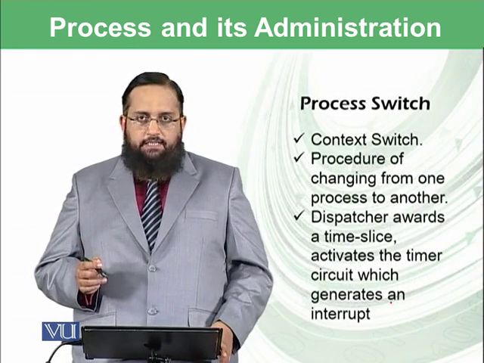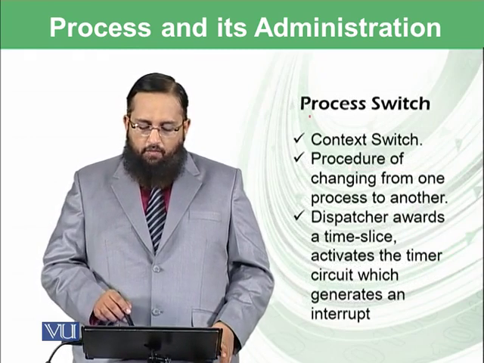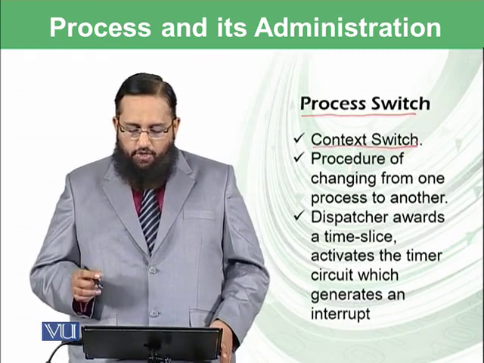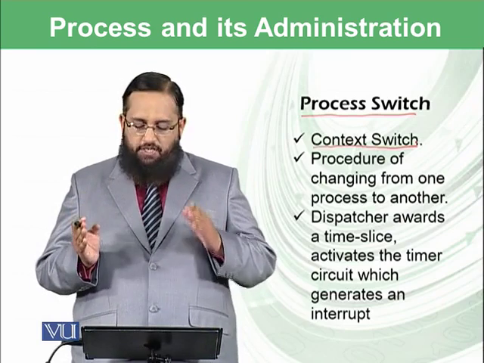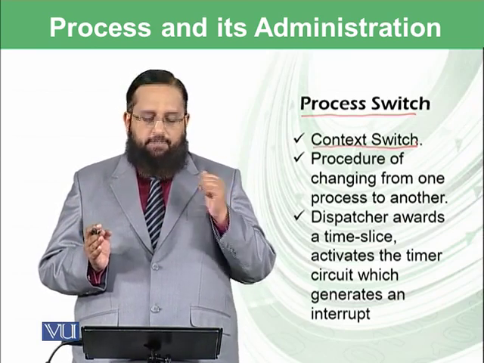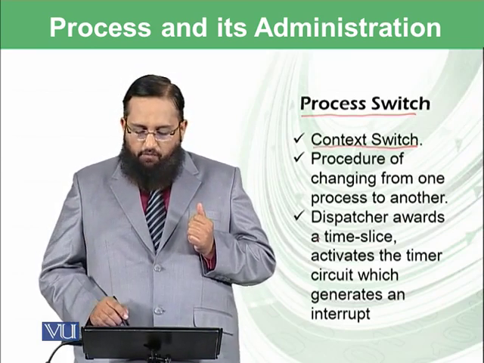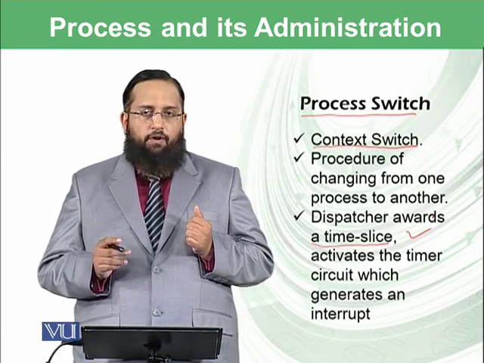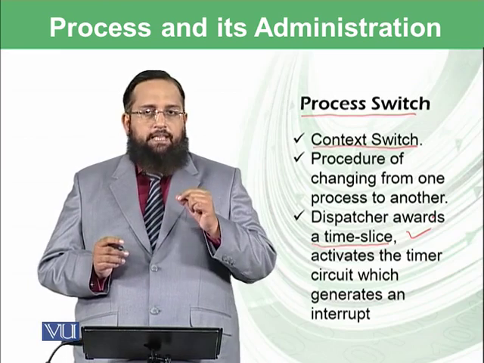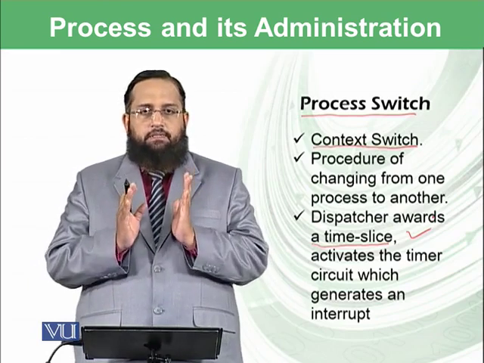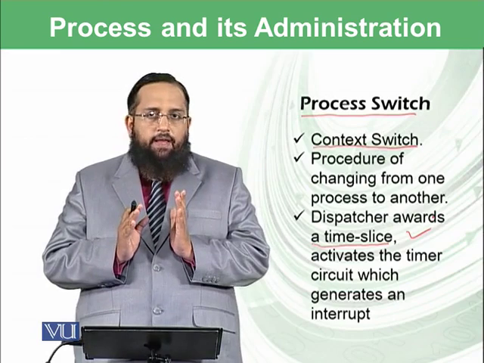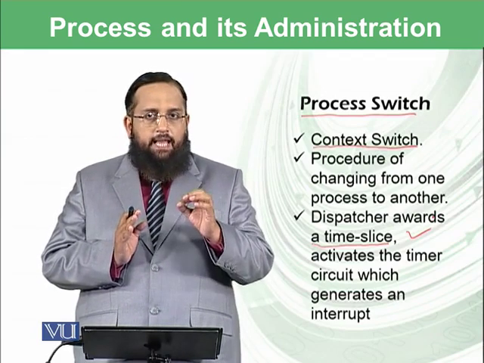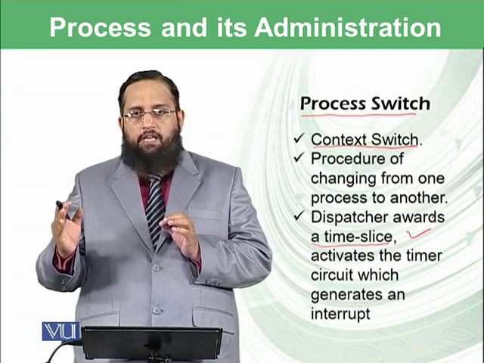So how is it done? There is a term known as process switch, or sometimes it is called context switch. It is a procedure of changing from one process to another process. The dispatcher awards a time slice to one process. For example, it says 10 milliseconds have been awarded to process A. And when those 10 milliseconds have elapsed, then the next process should be initiated.